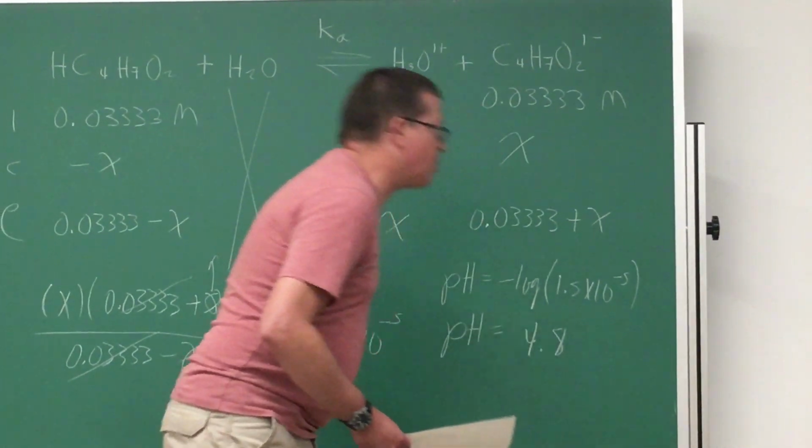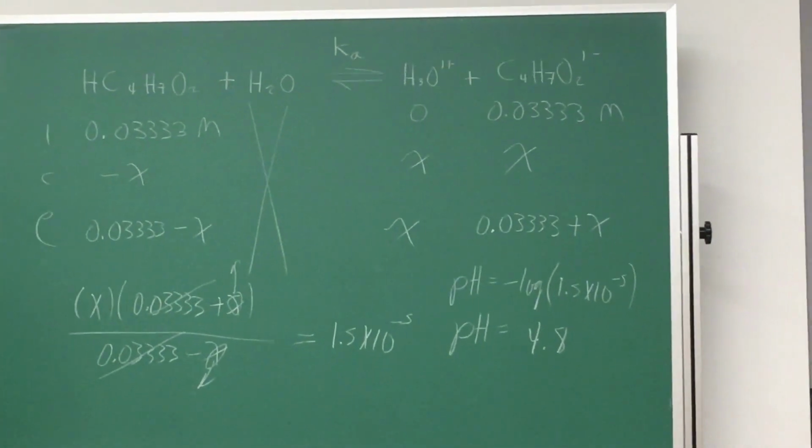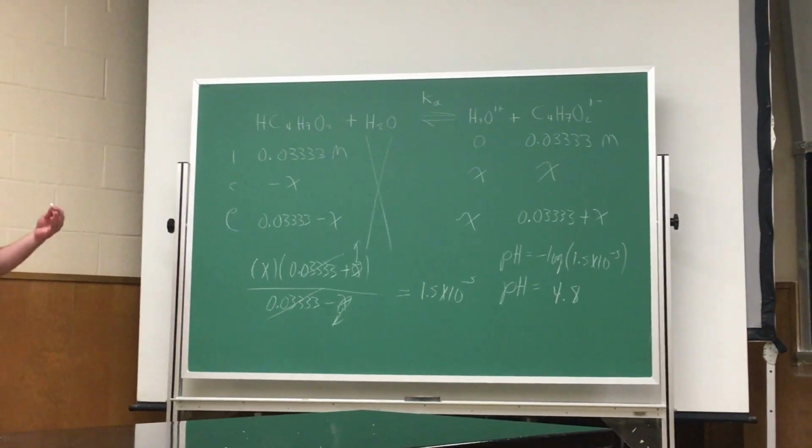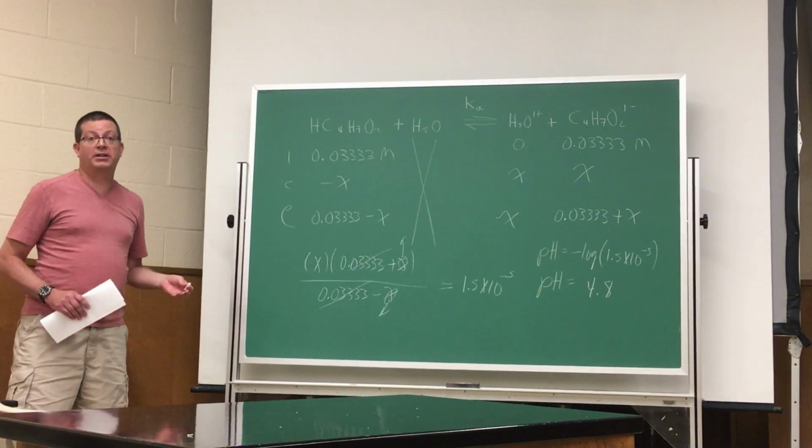So what we see here is we still have an acidic pH, and that's because the acid is still in excess. We have not reached the equivalence point of the titration yet.